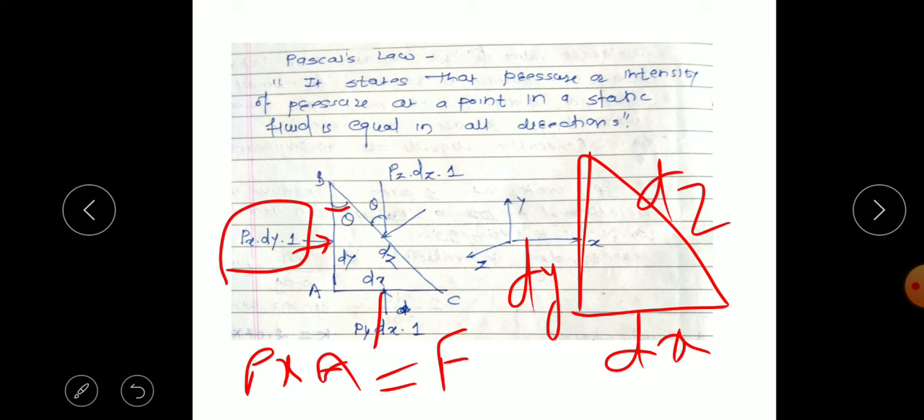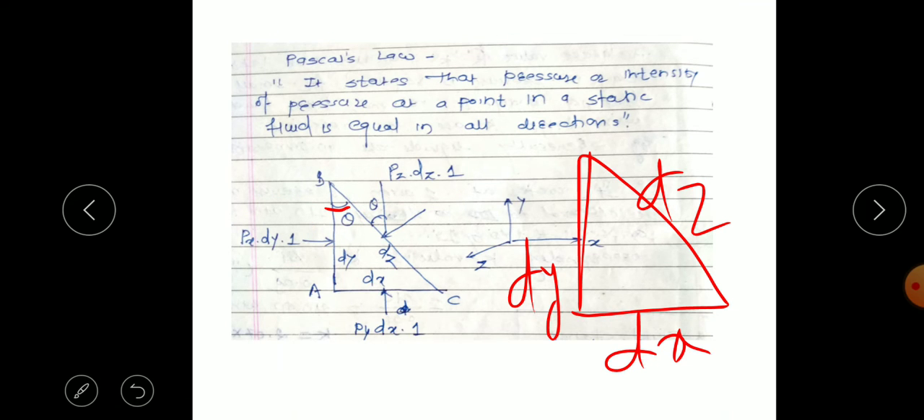The force acting on the AC side is Py, the pressure in the y direction, times its area dx into 1, because we have taken unit width. The pressure acting on BC will be Pz, so the force acting on BC will be pressure into area, Pz dz 1. So these are the three forces acting on the three sides: on AB it is Px dy 1, the vertical force Py dx 1, and along the z direction Pz dz 1.